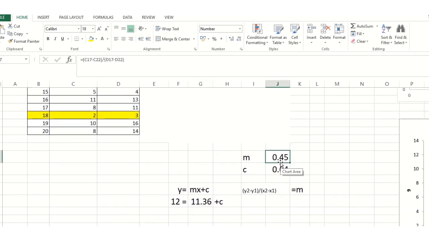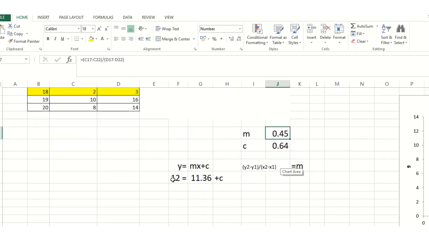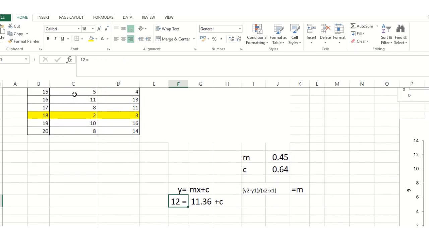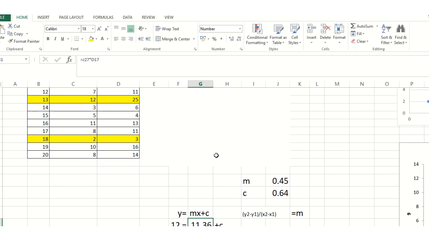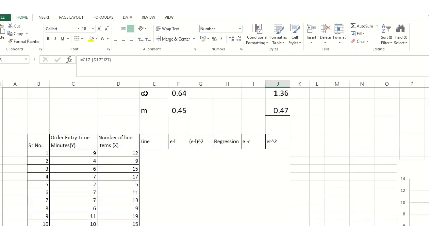Now considering this as m, and taking the value 12, we are just substituting here. We are putting 12 equals 0.45, which we already got, times x, which is 25. So we are getting 11.36 for that term, and from this equation we will get c. So c we got as 0.64. The same thing I have put here: c is 0.64 and the slope or gradient is 0.45. Now we will try to construct a line here.